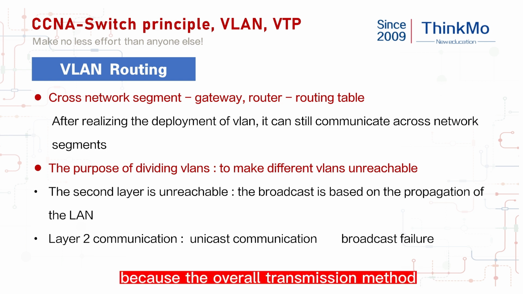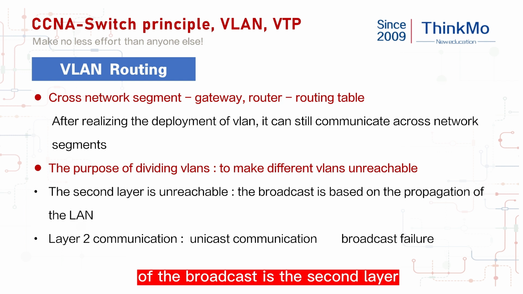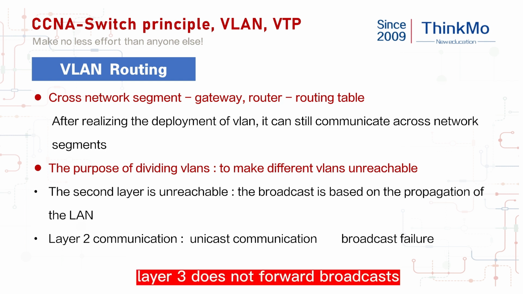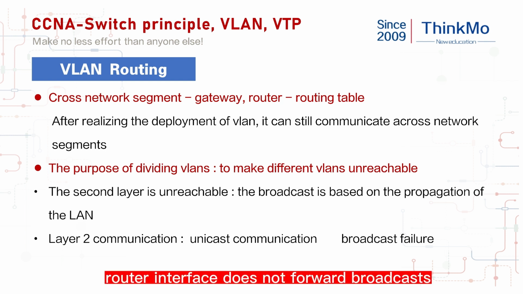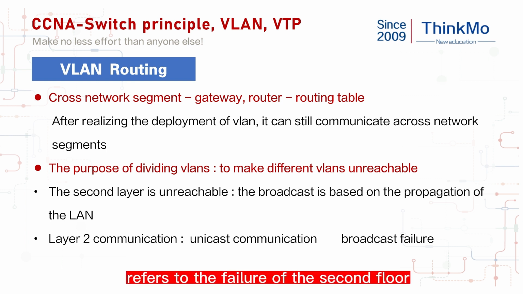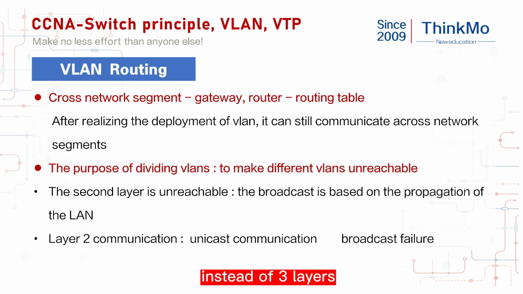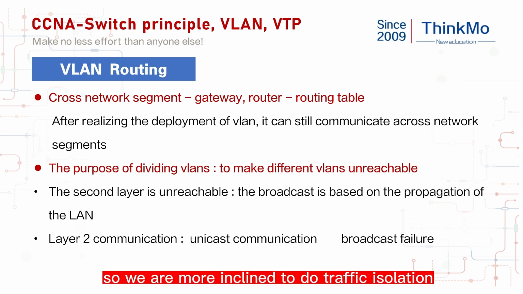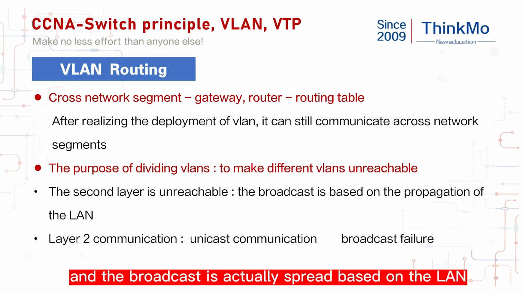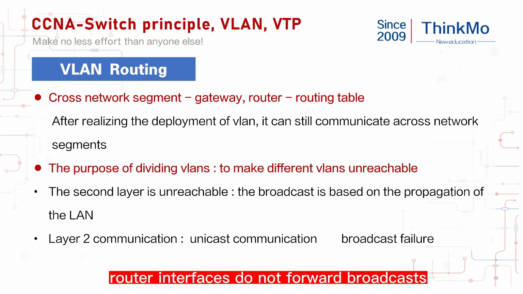Because the overall transmission method of the broadcast is the second layer. Layer 3 does not forward broadcasts. Router interface does not forward broadcasts. So strictly speaking, it refers to the failure of the second layer instead of the third layer. So we are more inclined to do traffic isolation for the second layer. And the broadcast is actually spread based on the LAN. Router interfaces do not forward broadcasts.